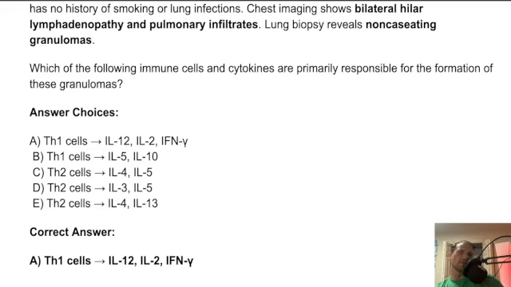And so for Th1, sarcoidosis, and tuberculosis, the main cytokines are going to be IL-12, IL-2, and interferon gamma. For Th2, asthma and allergies, it's IL-4, IL-5, and IL-13. And for asthma, it's eosinophils, mast cells, and CD4 positive cells. And for sarcoidosis, tuberculosis, and beryllium exposure, it's macrophages, CD4, and T cells. But it's macrophages that are the main function in the formation of granulomas.